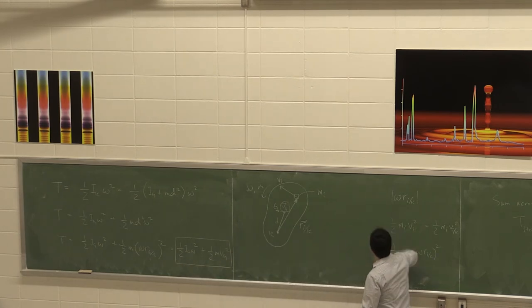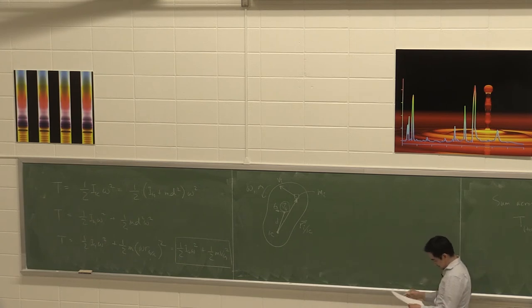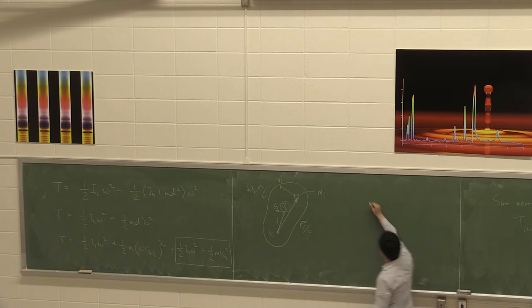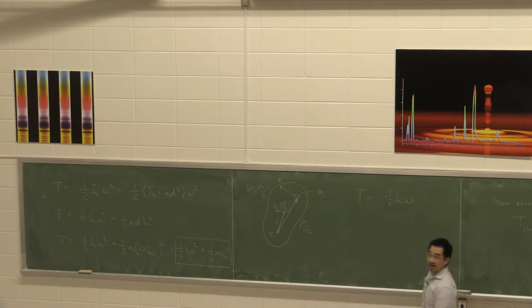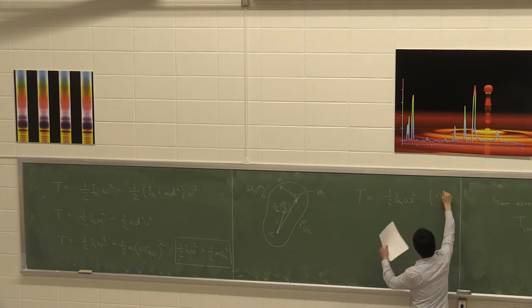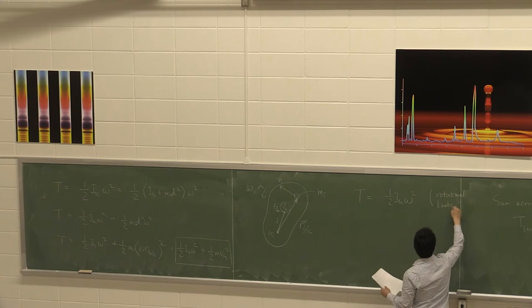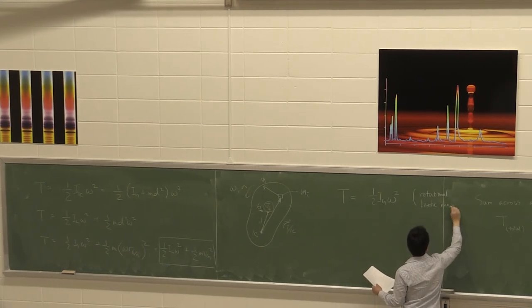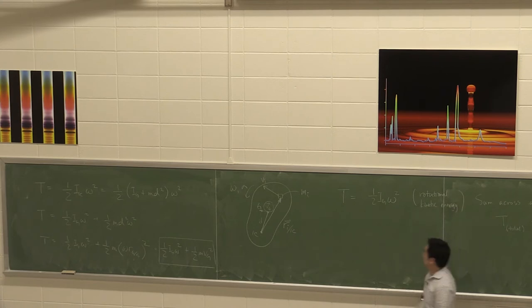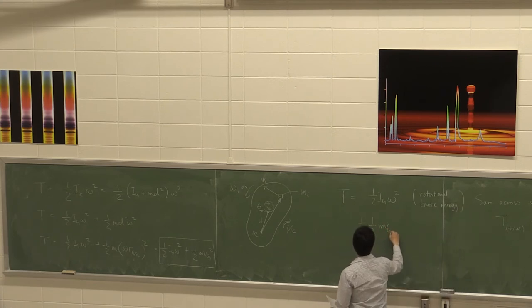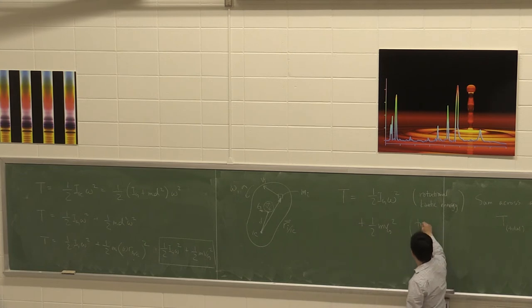So it really boils down to the following. All you have to remember is T is equal to 1/2 I_G omega squared, which is the rotational kinetic energy about G, plus 1/2 m v_G squared, and that is the translational kinetic energy.